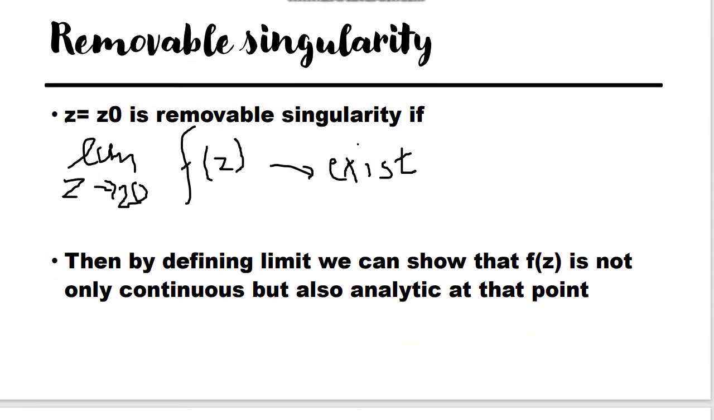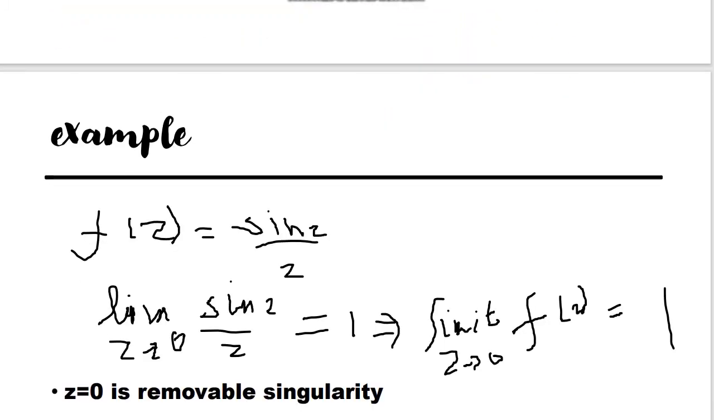Next we are going to discuss removable singularity. As the word suggests, removable: a singularity that can be removed from the function. How is it possible? If the limit exists at that point, then it is known as a removable singularity. Now let us see this also with an example to understand better.